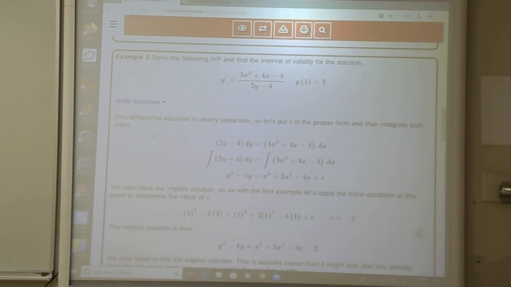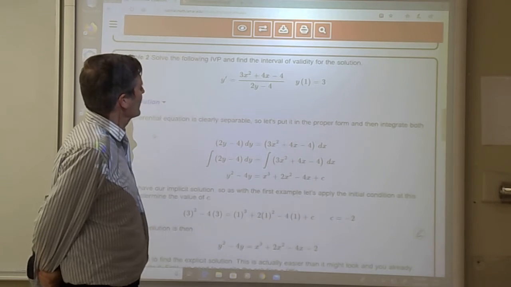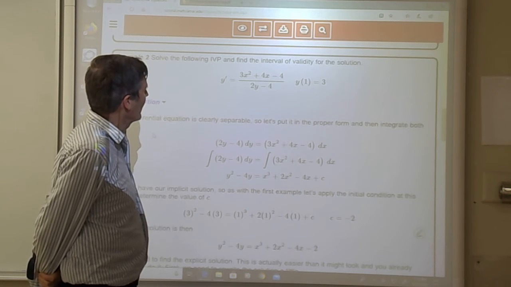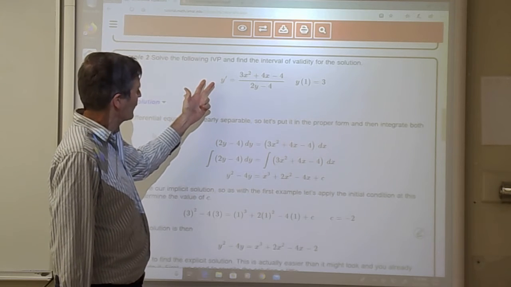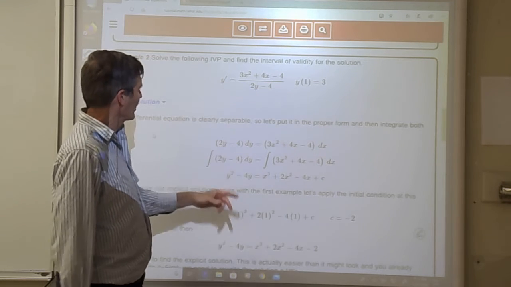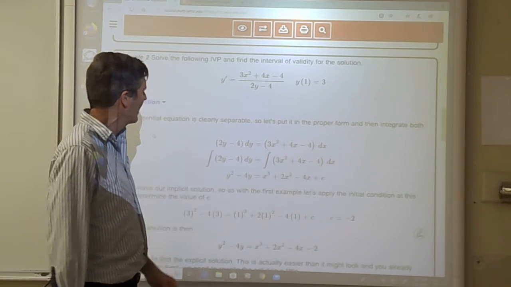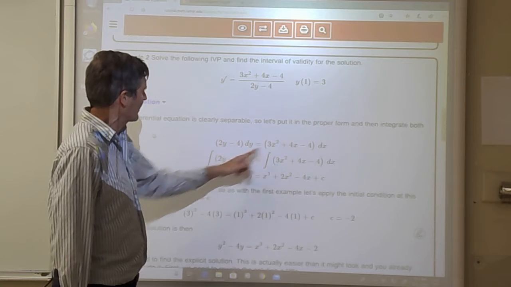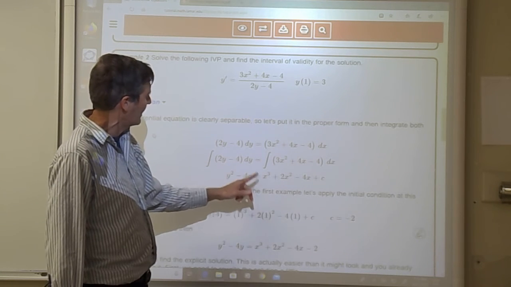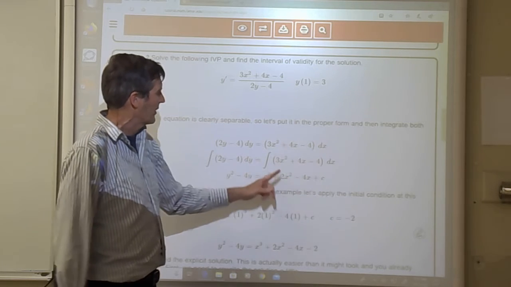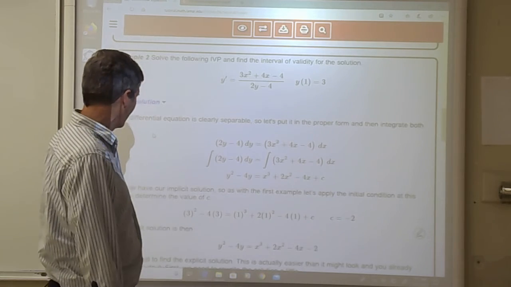Here's another problem. Suppose I have y prime equals this quotient. What a mess. Well, I can still separate variables. I multiply by 2y minus 4 and multiply across by dx, and I get (2y minus 4) dy equals (3x squared plus 4x minus 4) dx. X's and y's are separated on each side, so I can slap an integral sign on there. When I integrate this side, I get y squared minus 4y plus an arbitrary constant. I'll put them both on this side. Integrate this side, I get x cubed plus 2x squared minus 4x plus c.